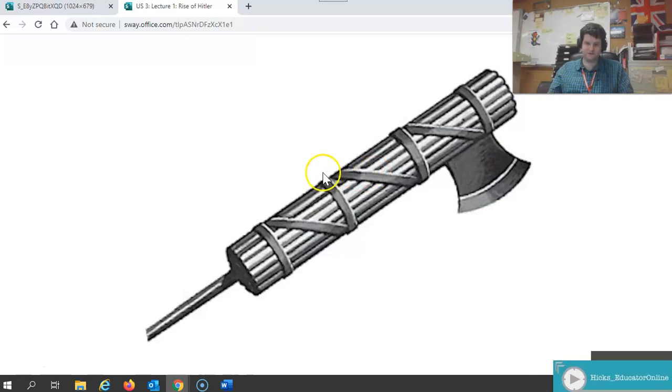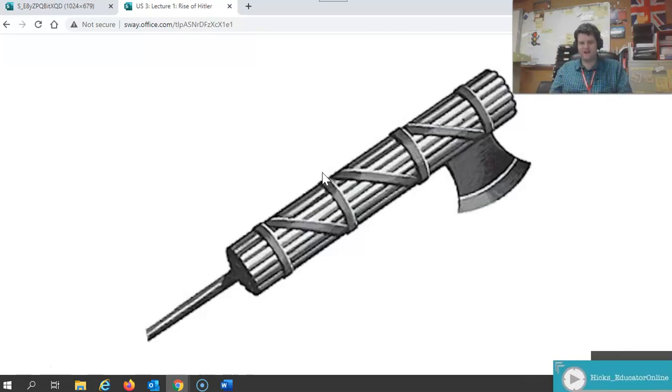And this is the symbol that is often used to describe fascism. This is a bundle of sticks attached to an axe. It's an old Roman imperial symbol of power and authority. And the idea behind it is individually, any one stick can snap or break, but when they're bundled together, they form a strong bond capable of cutting through any mess.